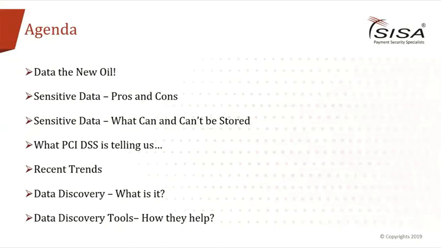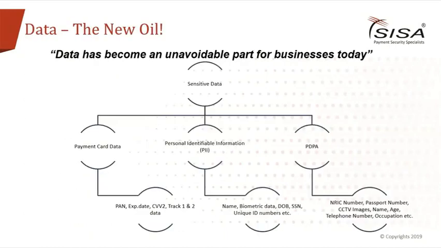Post that, we'll be talking about the recent trends. When I say recent trends, I mean we'll be talking about the penalties and the fines which have been imposed on global organizations, and a few data elements from the ICO. Post which, we'll be talking about data discovery, what it is, where we'll get a glimpse of what things you should look for if you are trying to identify a particular data element, a particular personal data. And at last, we'll be looking at a data discovery tool as well. So let's start on the same agenda.